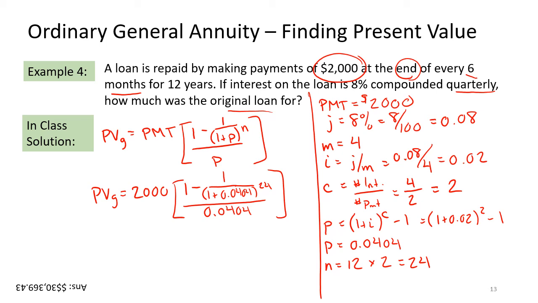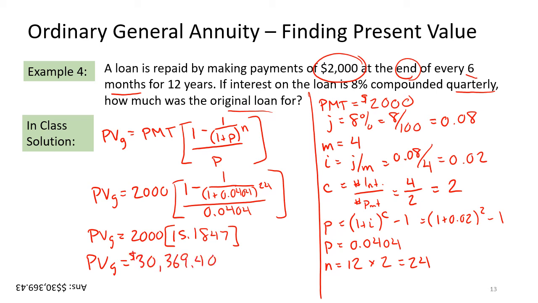So again, I'm going to calculate the brackets first. And if I do that, we get our present value is equal to 2,000 times 15.1847. So if we do that, 15.1847 times 2,000, we get $30,369.40. So again, a couple of cents off from the answer listed here, but like I've said in the past, that's because of our rounding.